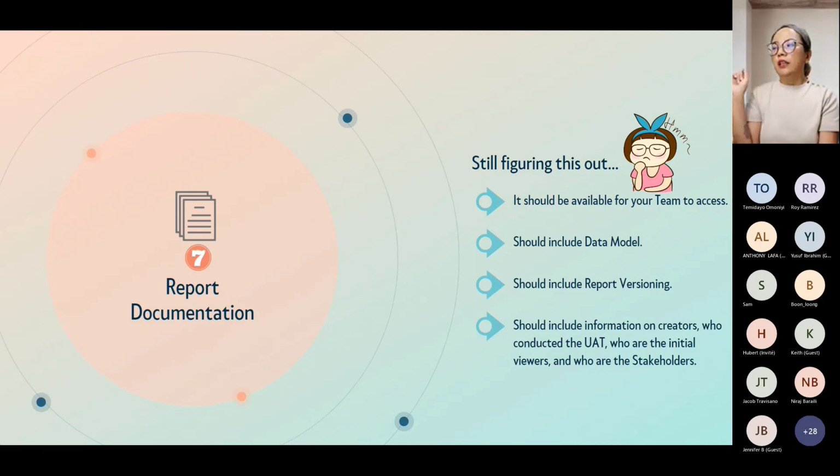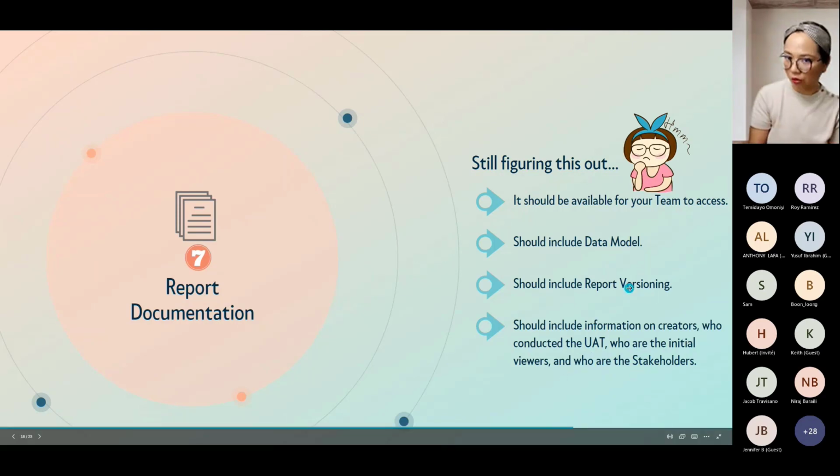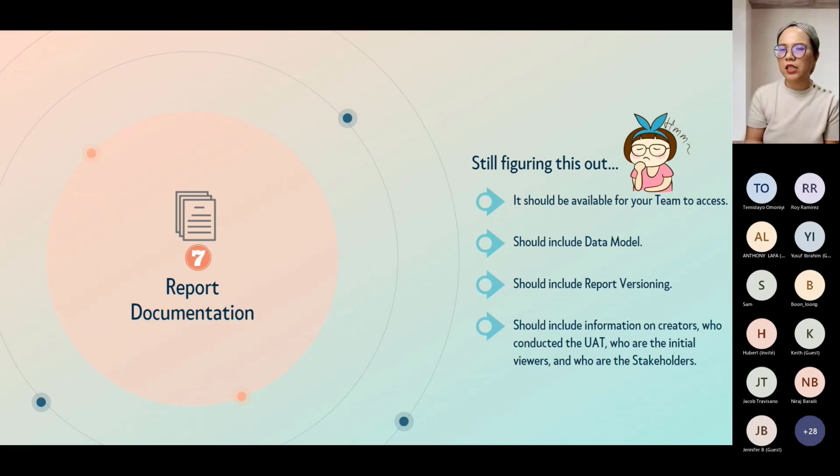And then it should include data models. For me, it's something that I want to make sure we keep track of, because sometimes all of a sudden the data model changed and we don't know who changed it. So I would suggest keeping a screenshot of the data model and putting it in the Excel file. You should include versioning as well, so indicate when you enhanced the report, and who enhanced the report. It should also include who created the report, who conducted the UAT, who the initial viewers are, and who the stakeholders are. These are the things you would want to include in the report.